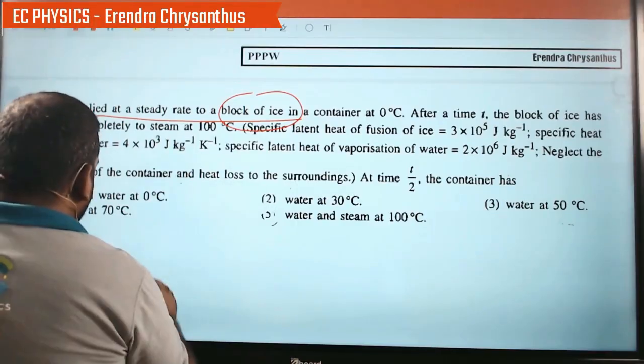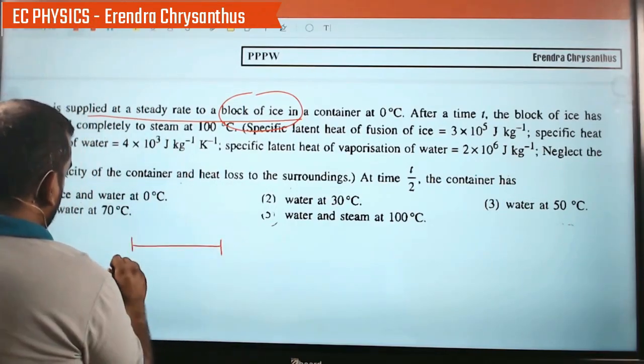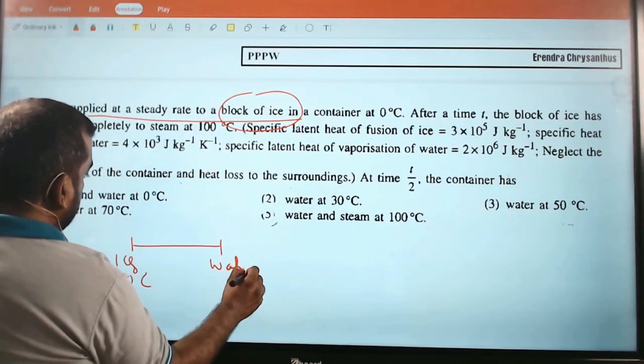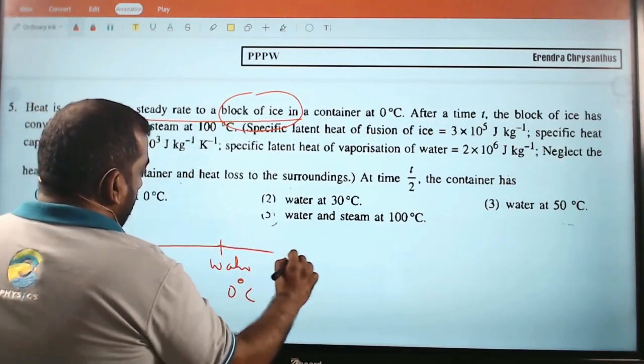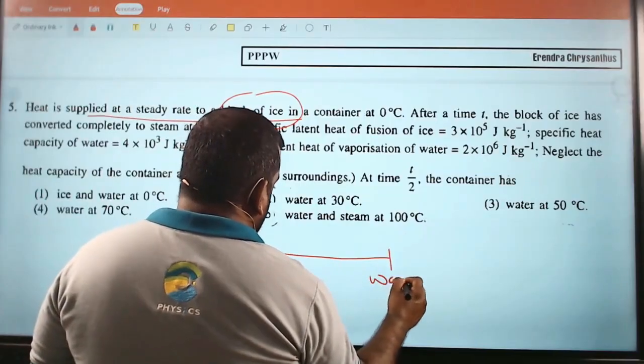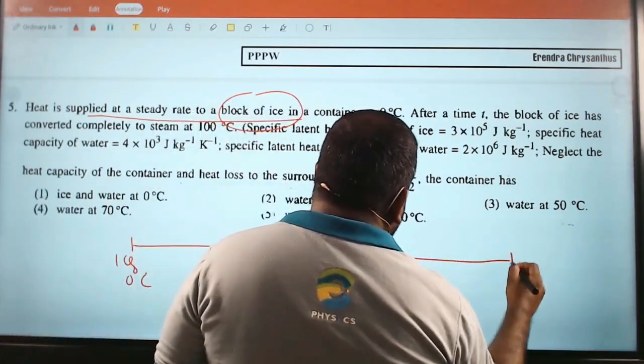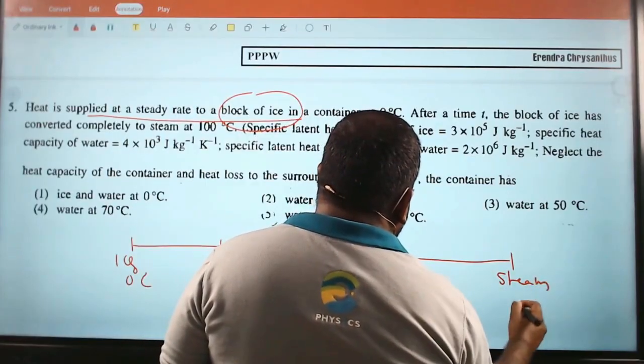Now, interesting, huh? Ice at 0 converts to water at 0. Water at 0 converts to water at 100. Water at 100 converts to steam at 100.